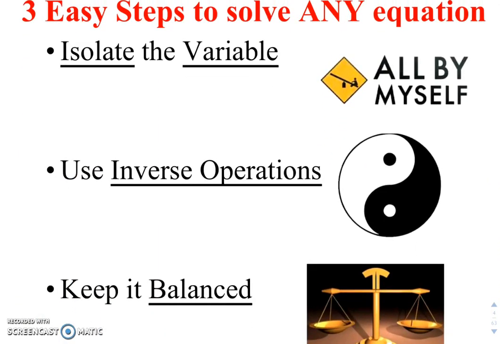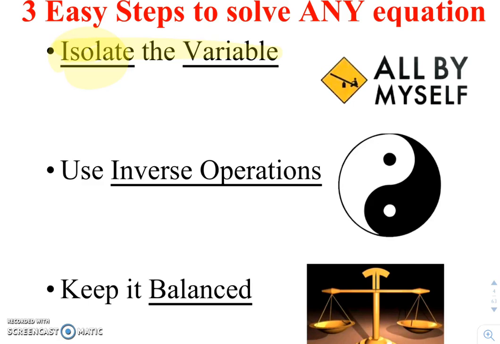There's 3 steps. Really easy steps that you can follow to solve any equation. The first one would be to isolate the variable. The word isolate means to keep the variable all by itself. So when you see a variable, whether it's on the left side of the equation or the right side of the equation, you can keep it there, but you want to get rid of everything else that's on that side of the equation. Well, how do you do that?